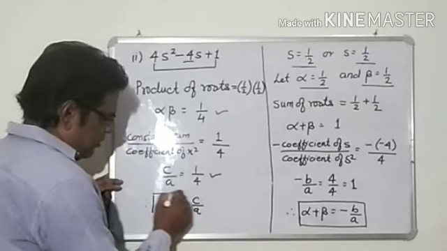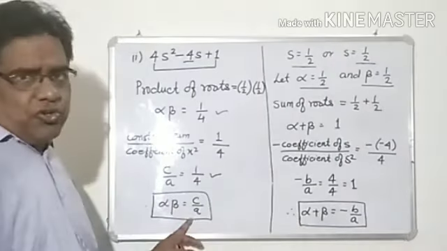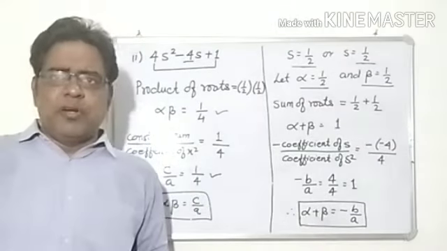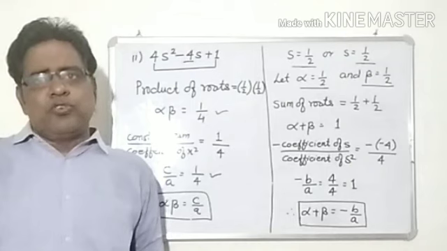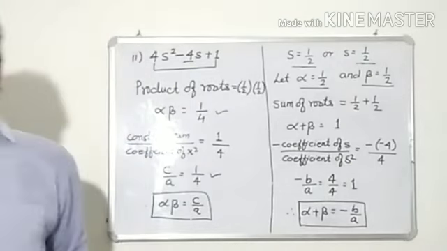So here both are verified. This also and this also. So our question is complete. This way we have to solve the question. Now let us move to the third question.